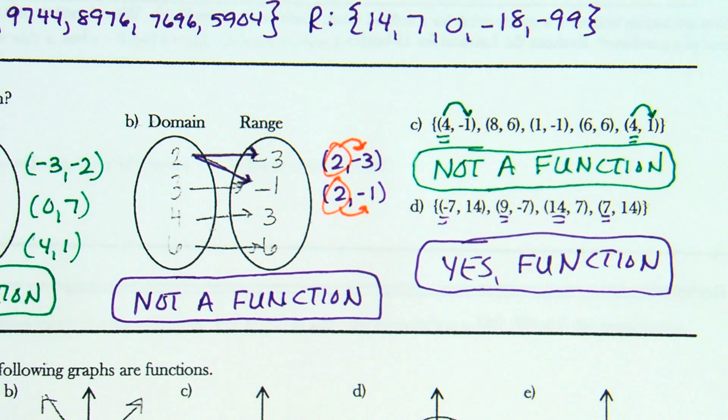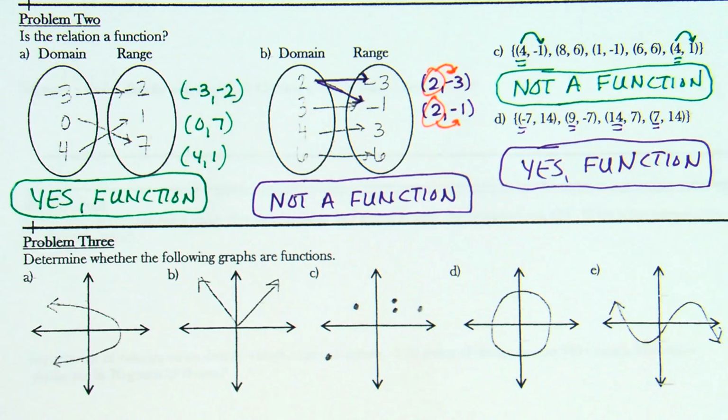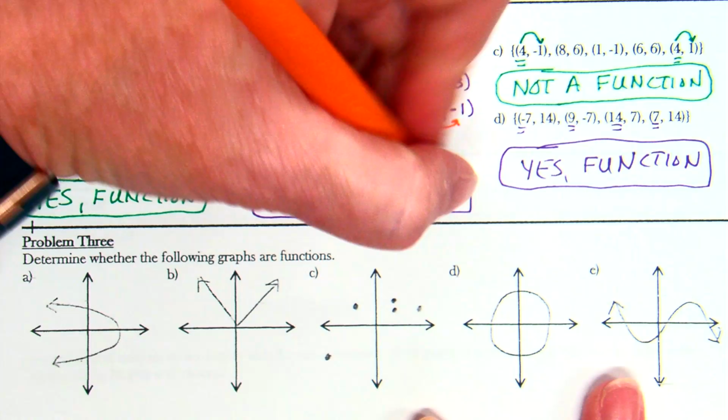Okay. Same question. We want to know whether each of these graphs are functions. What's our technique here to determine if these are functions? Okay, so we're going to be using, or at least that's my choice of method, the vertical line test. Because we're looking at graphs and pictures, we're going to use the vertical line test.